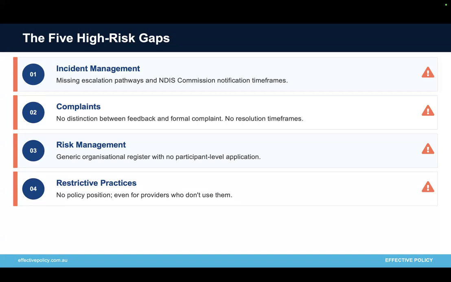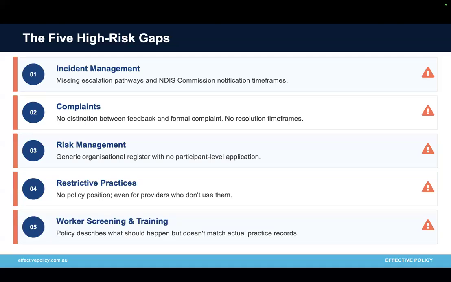No policy position, that's not uncommon, even for providers who don't use them. I think some people are confused and some aren't. Some people will take a module to a client and knowingly know they're not registered at all, or they're not registered for restrictive practices. And some people will be registered for 2A but have never even picked up the policy in their life. So it's not uncommon.